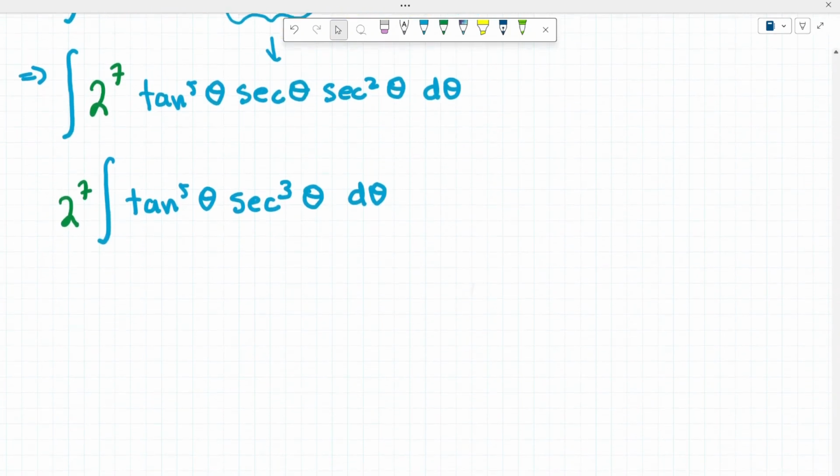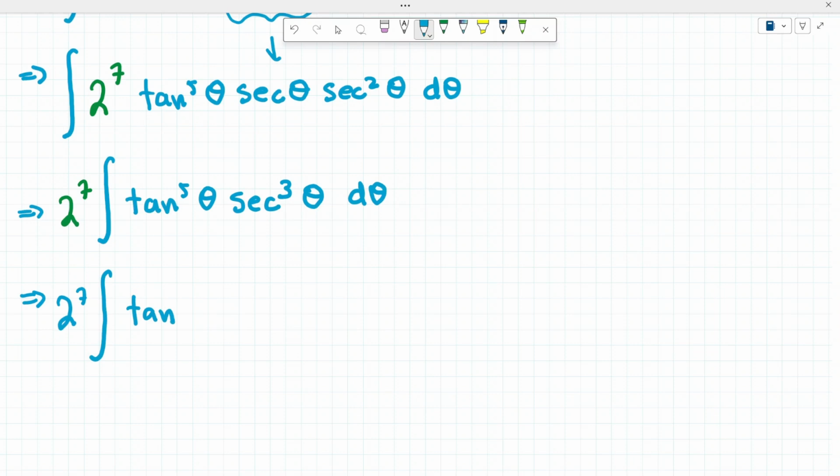Okay, let's keep going. So we now have 2 to the 7, and then multiplied by the integral of 10 to the power of 4 theta multiplied by secant squared theta, then tan theta, secant theta, d theta. So here we're just separating it out. So instead of having 10 to the 5 here, we are separating it out so that we have it in this sequence, so that we can cleverly apply an algebraic trig identity.